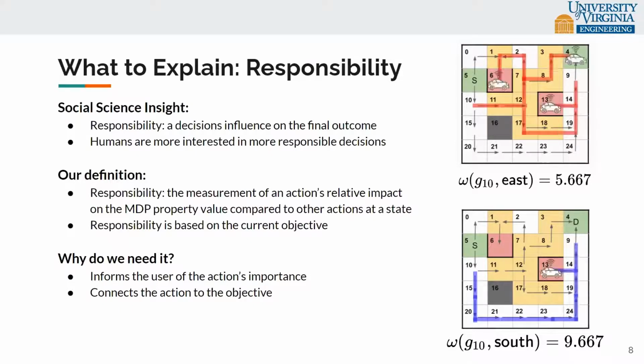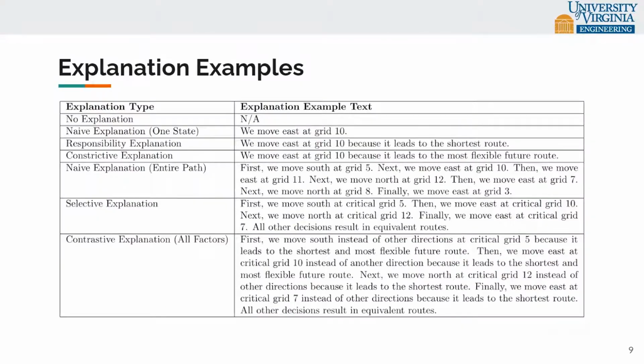Then we can compute the total expected cost for going east and south. Since a smaller value for this objective is desired, the less responsible action, going east, is actually preferred here. Kayla will talk about the generated explanations and the user study.